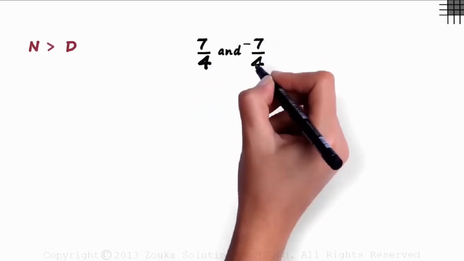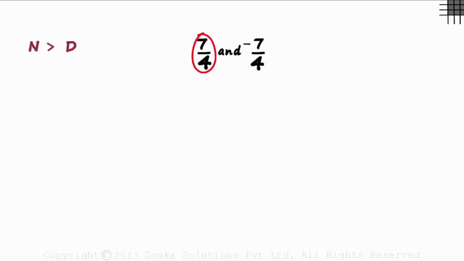In this video, we will try to plot rational numbers whose numerators are greater than their denominators. Let us plot 7 by 4 and minus 7 by 4. We try to plot 7 by 4 first.